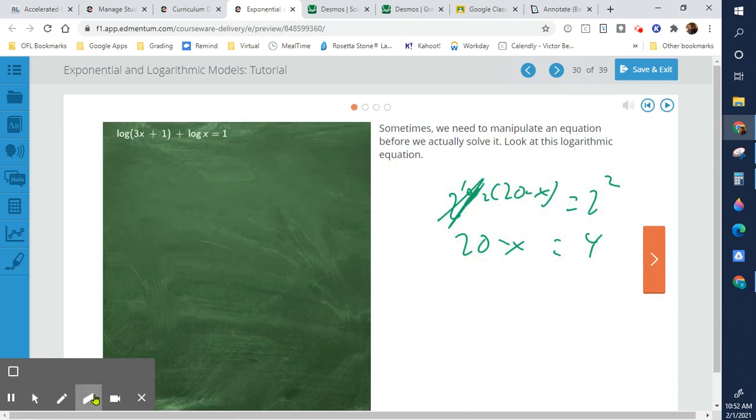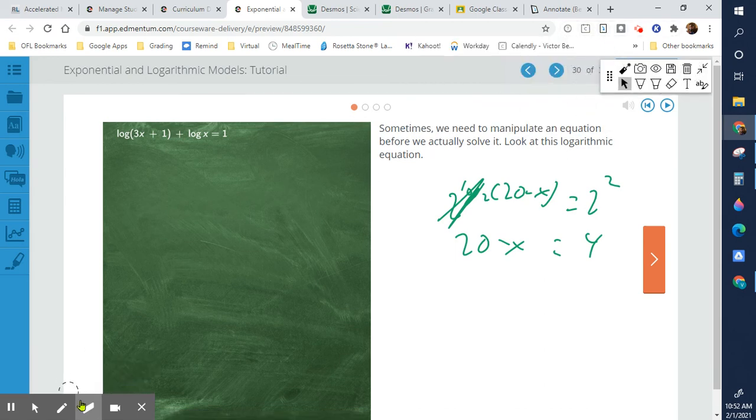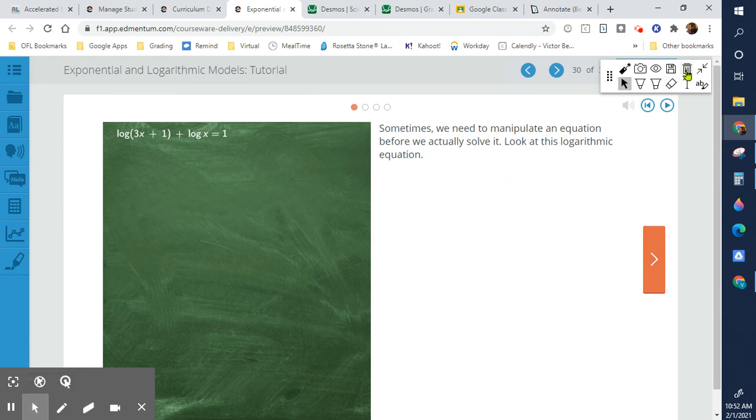All right, guys. So the next thing we're going to do here. Oh, great. I turned off the other pen and the writing's still here. Give me a second while I get rid of this. There we go.